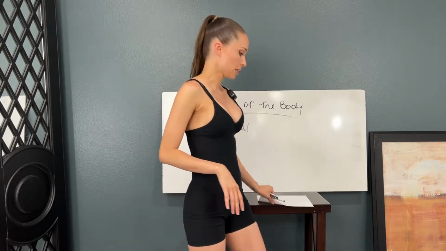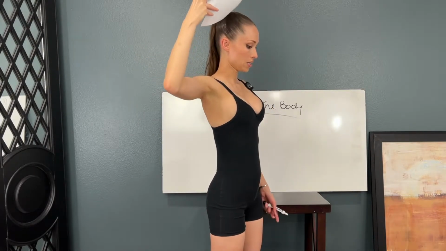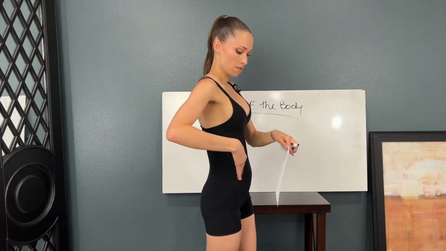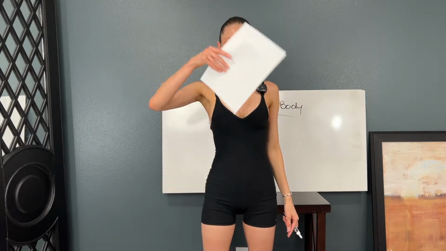Now, the frontal plane, the way you would imagine it is if my body was to be sliced in this direction, so completely in half, through the crown of the head, through the entire body, this way, it would separate my body into two different pieces from front to back. That is a frontal plane.